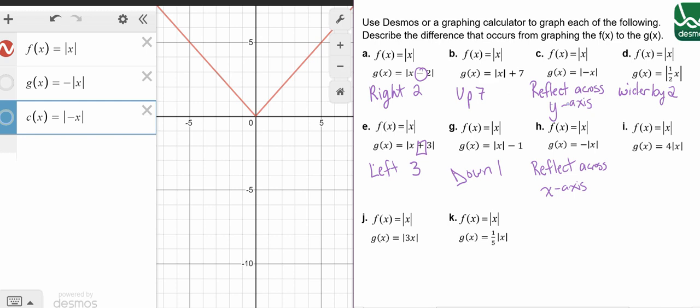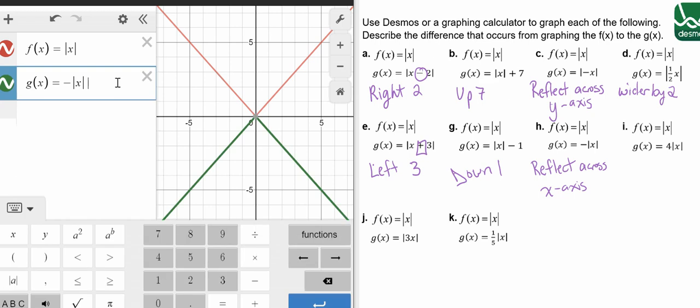So it's kind of like it just turns around. So again, here's the answer for letter C: that reflection in the y-axis, that twist around the y-axis. And for letter H, the g of x has the negative on the outside, which means it reflects across the x-axis, going down.